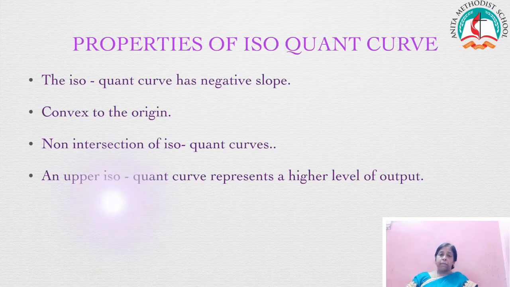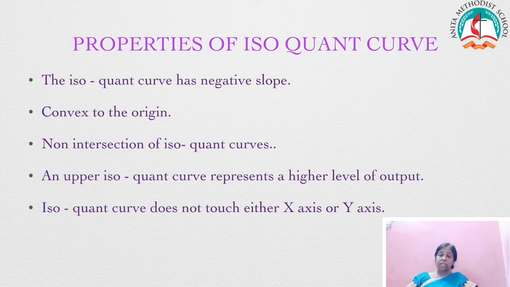The next property is that an isoquant curve does not touch either the x-axis or the y-axis. No isoquant curve touches the x-axis or y-axis because in IQ1 only capital is used, and in IQ2 only labor is used. So these are the properties of the isoquant curve: it has a negative slope, it is convex to the origin, isoquant curves do not intersect, and an upper isoquant curve represents a higher level of output. And the last property is that an isoquant curve does not touch either the x-axis or the y-axis.